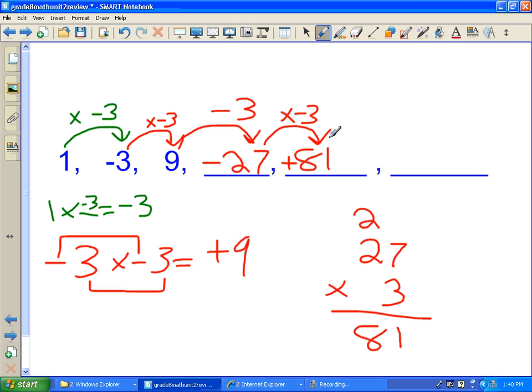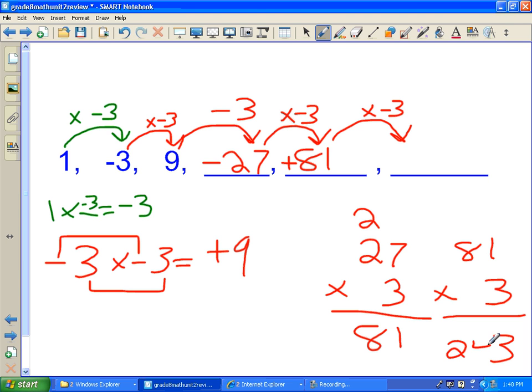And the last one to do is going to be 81 times negative 3. So there's my 81. I'm going to times it by 3. Remember, you don't worry about the plus or the negative. So 3 times 1 is 3. 3 times 8 is 24. Oh, so there we go. And then I'm going to put 243 up here. Now, is it going to be positive or negative? Well, you've got a positive 81 and a negative. So a positive times a negative will always give you a negative.